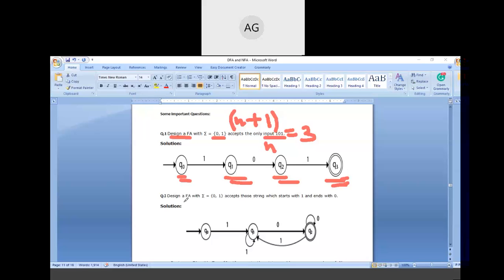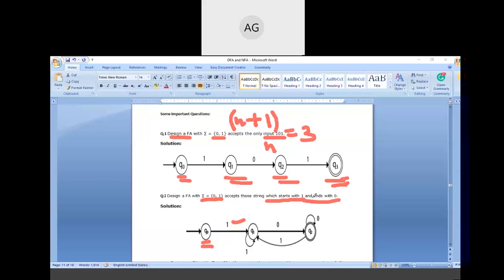Now the second question is: design a finite automata with input symbols 0 and 1, except those strings which start with 1 and end with 0. So here a condition is given that the finite automata starts with 1 and ends with 0. You need to write the initial state, which is q0. Then, as our string starts with 1, you write 1 and move to the other state, which is q1.